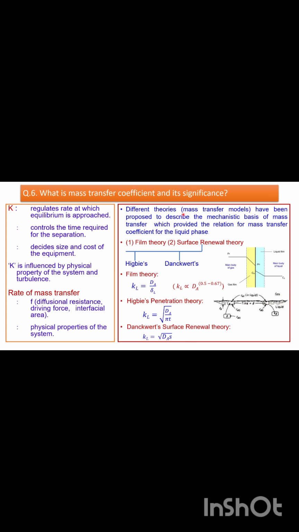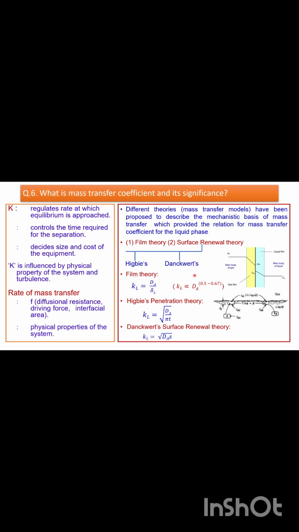Different theories have been proposed to describe the mechanistic basis of mass transfer, which provided the relation for the mass transfer coefficient for the liquid phase. Two important theories we will consider here are film theory and surface renewal theory. Surface renewal theory is not a single theory, it is a class of theories. So we'll consider its two variations here. First one is Higbie's penetration theory, and second one is Danckwerts surface renewal theory. First we will see film theory.